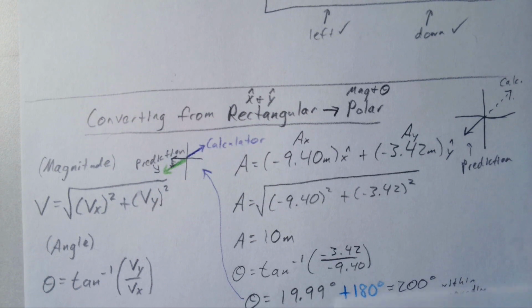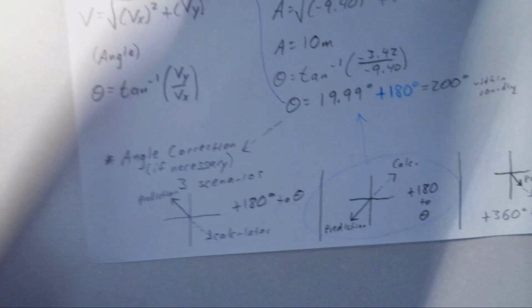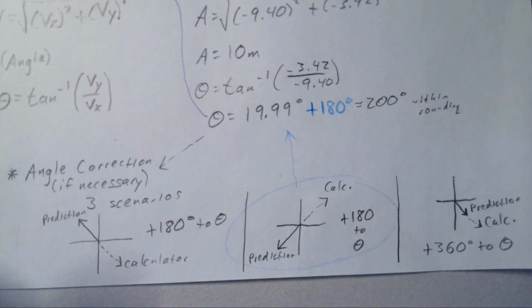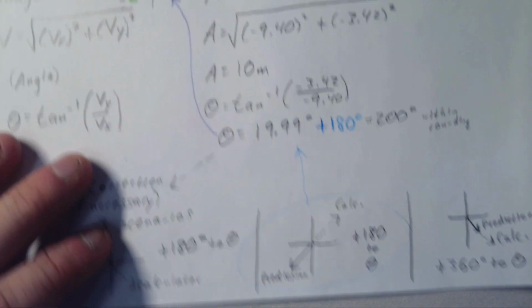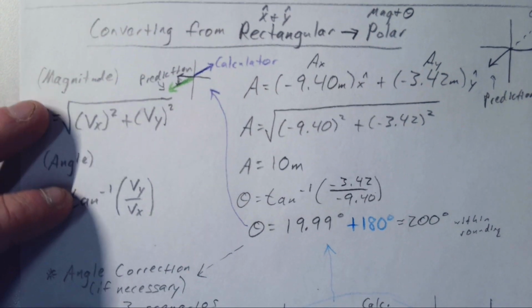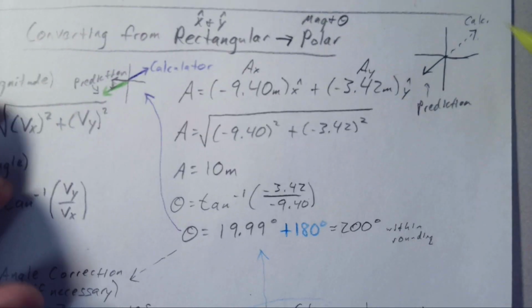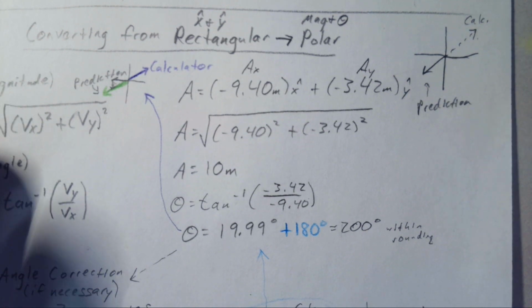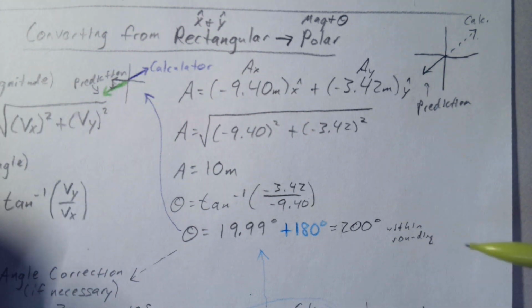You have to memorize some things here. There are three scenarios. So let me try to move my camera down further here. There are three scenarios for what are called angle corrections. This is very key because if you put 19.99 degrees there, it's wrong. You're going to get marked off. Angle correction if necessary. So how do you even know if you have to do an angle correction? I kind of did this up here and color coded it. My prediction is that it should have been in the third quadrant, and the calculator is saying it should be somewhere else. At that point, you realize this is not the same. I need to do an angle correction.